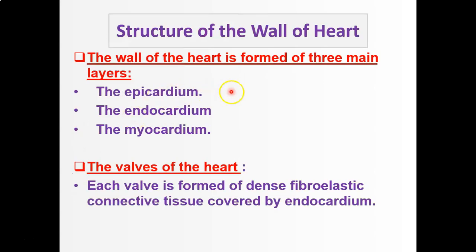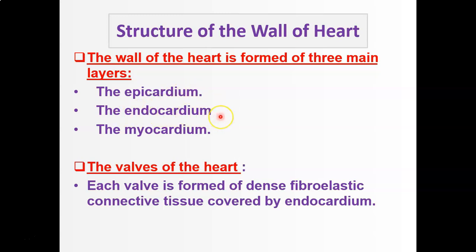Structure of the wall of the heart. The wall of the heart is formed of three main layers. Epicardium from outside is formed of simple squamous epithelium, like the peritoneum, like the pleura, like the tunica vaginalis of the testis, simple squamous epithelium.